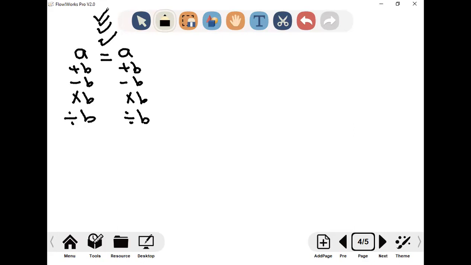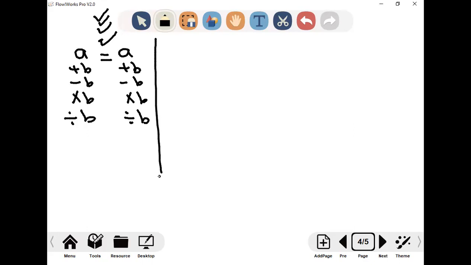It means in these four properties, if you have two equal sides and you add the same number here and here, or multiply with the same number here and here, or subtract with the same number here and here, or divide with the same number here and here, the equality is still true, right? Did we understand? Go to the board.